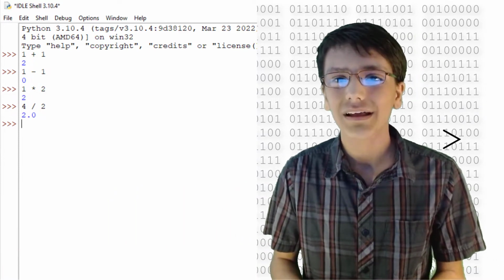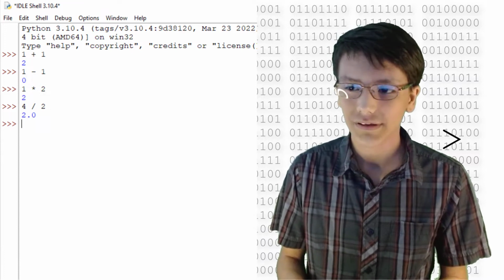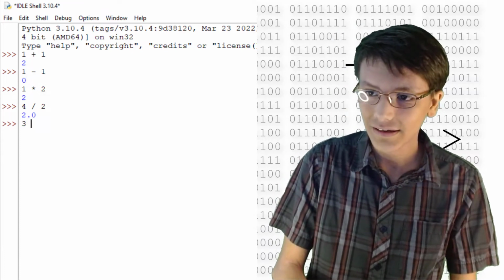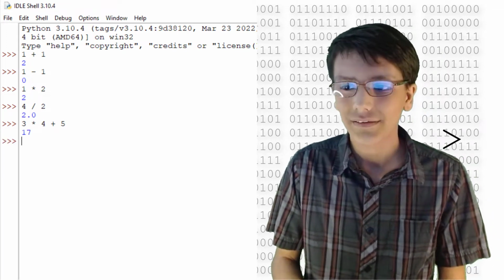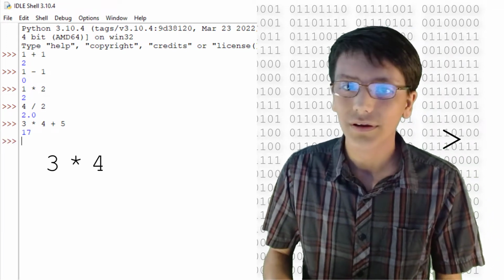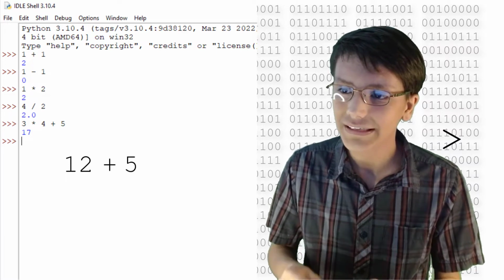Once you got that down, let's try using some symbols. In the shell, type in 3 times 4 plus 5. And you get 17. You can see that's right. 3 times 4 equals 12, plus 5 is 17.